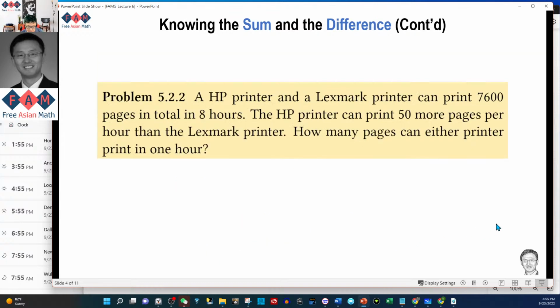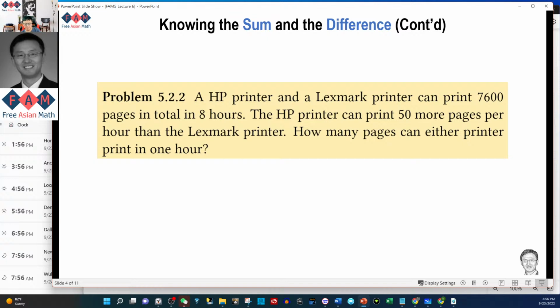Okay, next problem. We have an HP printer and a Lexmark printer, two of the best known brands of printers in the United States. So they can print 7,600 pages in total in 8 hours. But the HP printer can print 50 more pages per hour than the Lexmark printer. So how many pages can either printer print in 1 hour?